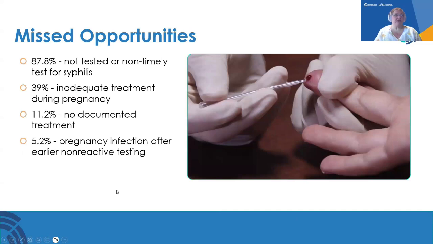Humbling thought. The missed opportunities report showed that 87% of pregnant persons were not tested or not timely tested for syphilis. So testing is essential. And 39% did not receive adequate treatment during pregnancy. 11% had no documented treatment, and then for 5.2%, the pregnancy infection was obtained after the original testing, and they weren't retested later in the pregnancy.